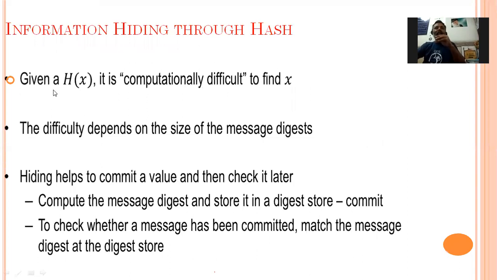Information hiding: given H(x), it is computationally difficult to find x. The difficulty depends on the size of the message digest. Hiding helps to commit a value and then check it later. So we can compute the message digest; you can say both message digest and hash code are the same. We compute the message digest of the input, store it in a digest store, and then commit. To check whether a message has been committed, match the message digest at the digest store. So in this way we can hide.